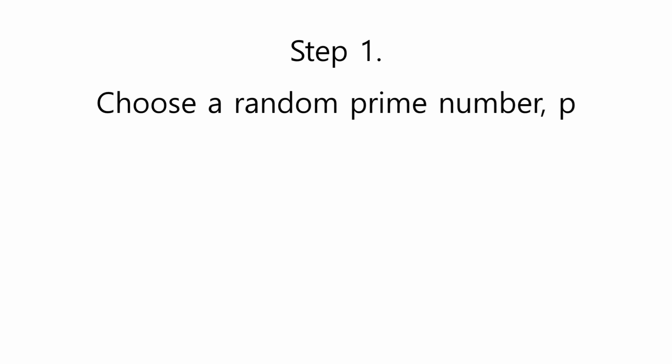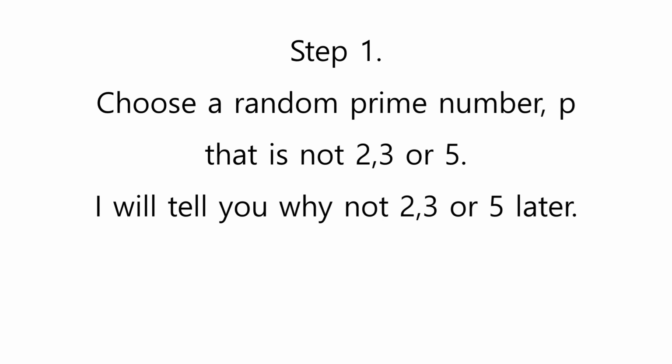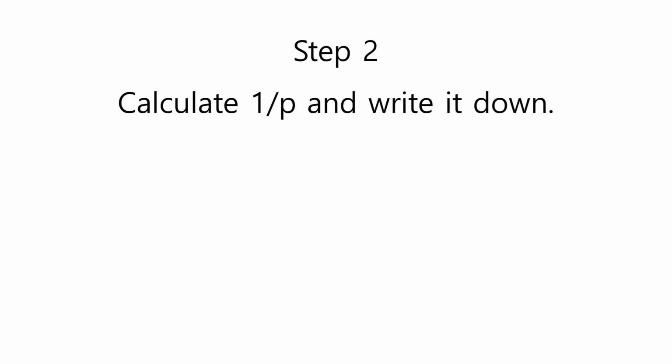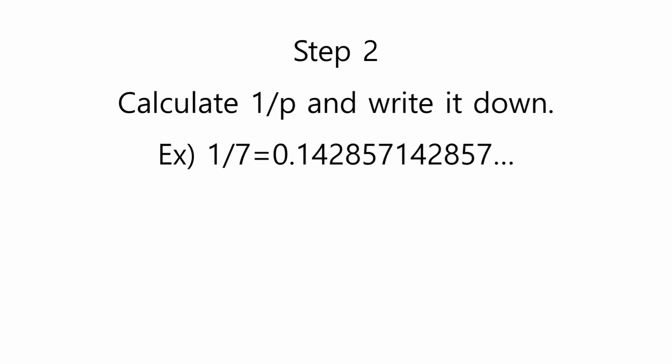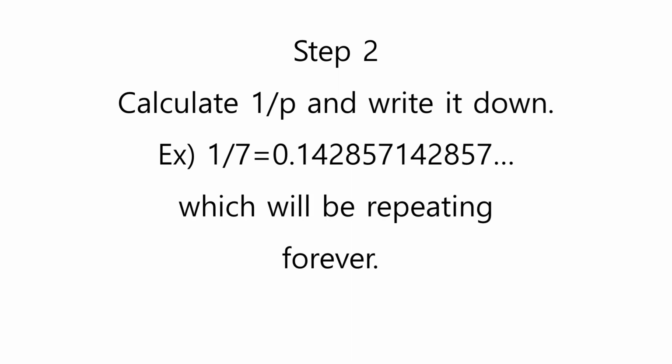Step 1. Choose a random prime number p that is not 2, 3, or 5. I'll tell you why not 2, 3, or 5 later. For example, p equals 7. Step 2. Calculate 1 over p and write it down. So, for example, 1 over 7 is 0.142857142857..., which repeats forever.